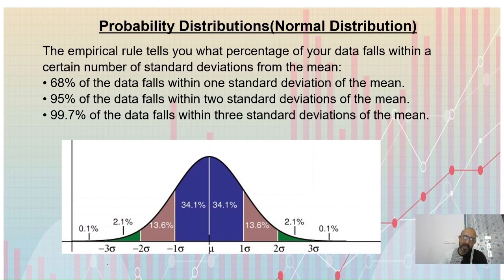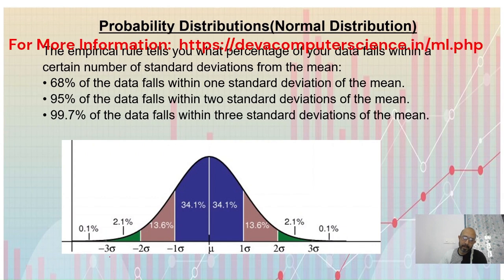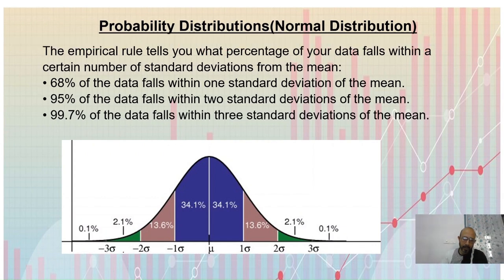99.7% of the data falls within three standard deviations, that is mu minus 3 sigma to mu plus 3 sigma.